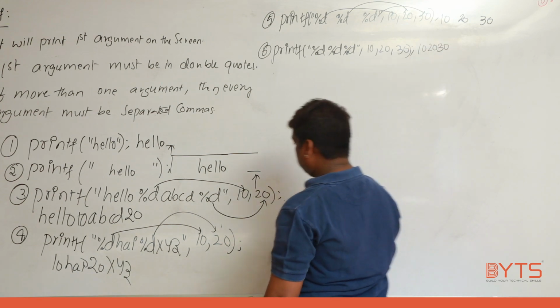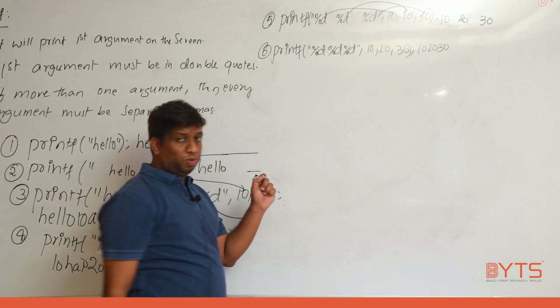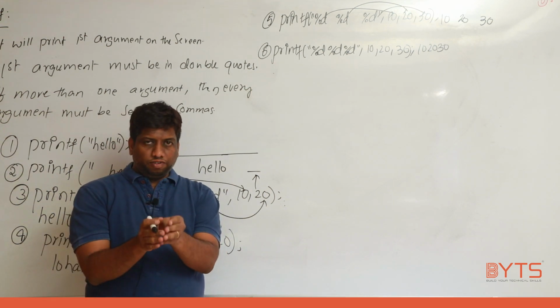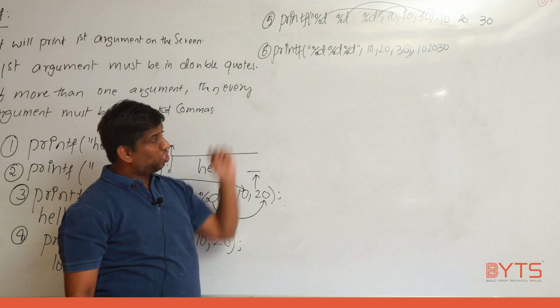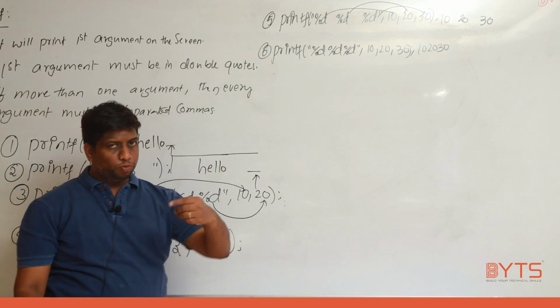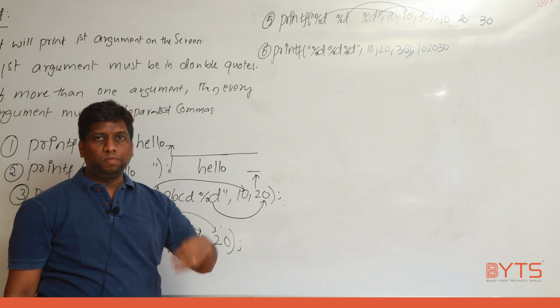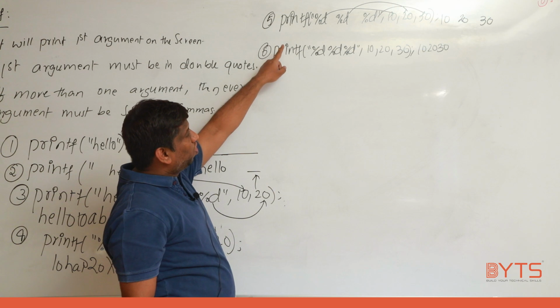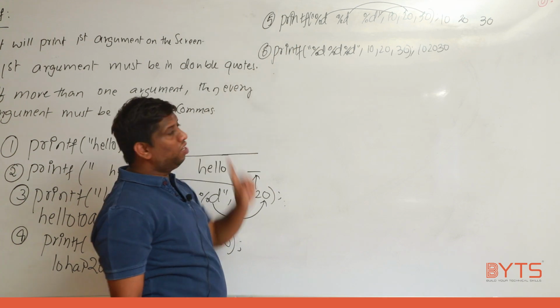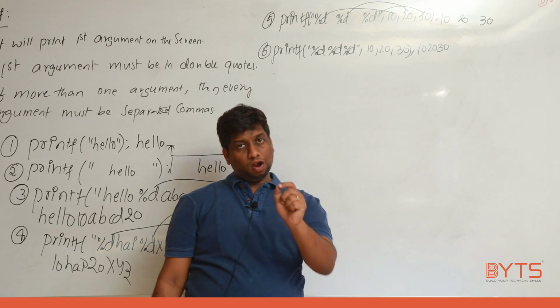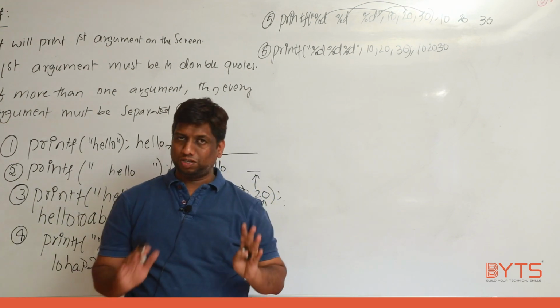Have you seen the difference between fifth example and sixth example? In the fifth example, programmer provided space. In the sixth example, programmer not provided space. If you provide space, space is printed. If you don't provide space, space is not printed. So that is the reason first one 10 space 20 space 30. Second one 10 20 30. Look and feel should be taken care by programmer, not compiler. Printf is very innocent person.